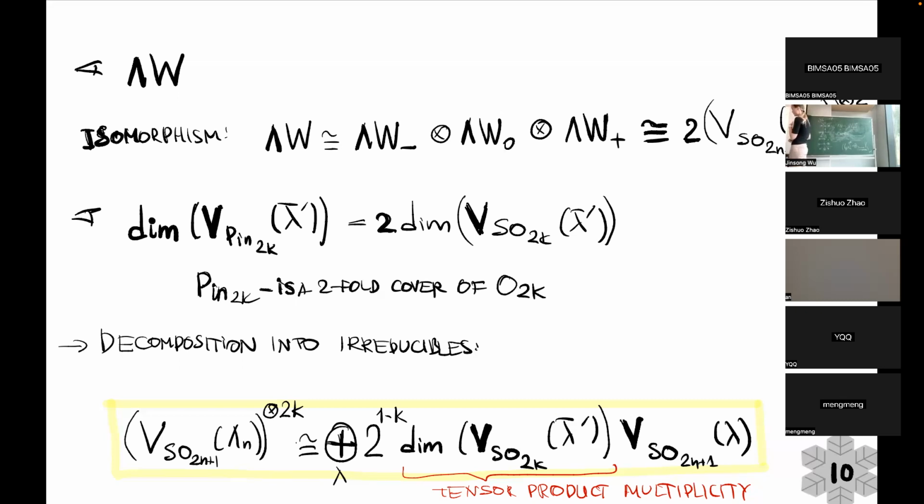And also that we can use SO(2K) dimensions to obtain Pin(2K) dimensions. Because in the language of skew Howe duality, we have SO(2N+1) and Pin(2K) dimensions. So we would actually like to have those, because this is kind of knowledgeable. And in the very last step, we have seen this formula for the tensor product multiplicity. So again, skew Howe duality helped us also in this question.